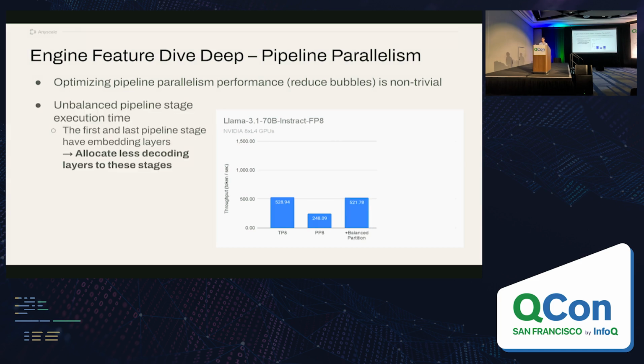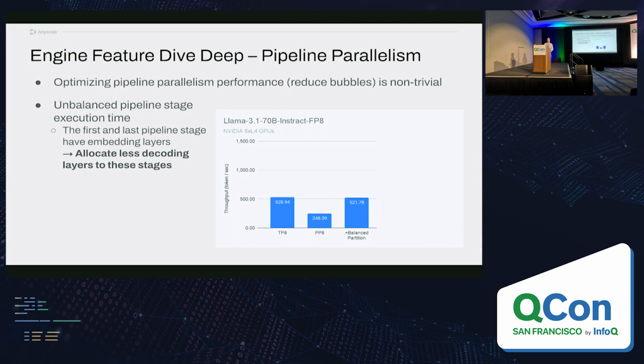First of all, we have to unbalance the pipeline stage execution time, because in a large language model, the basic architecture you can imagine is the repeated decoding layers. But actually, in the beginning and the end of your model, you have the embedding layer. The first embedding layer will convert the tokens to the embedding vectors, and the last layer will also convert the hidden states back to the embedding vectors for your vocabularies.